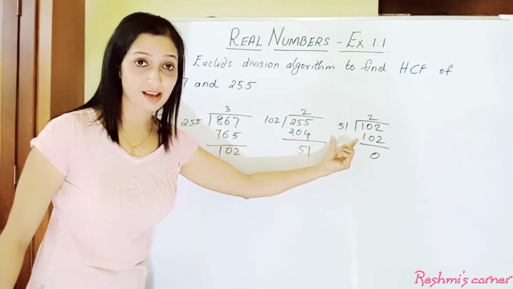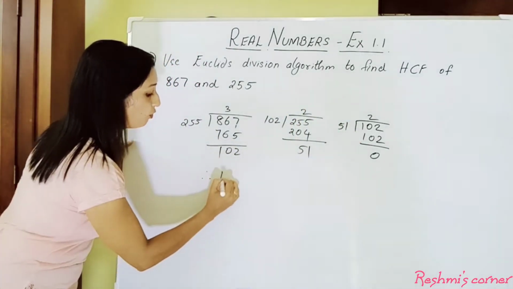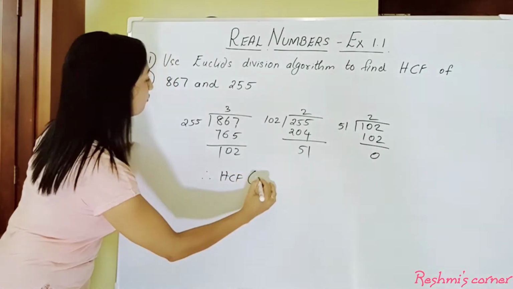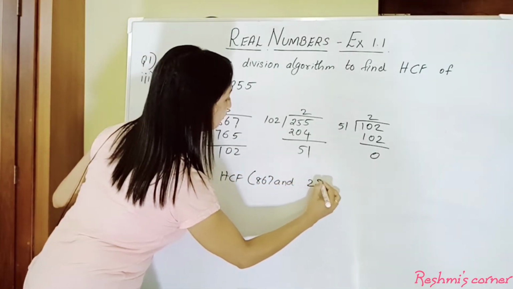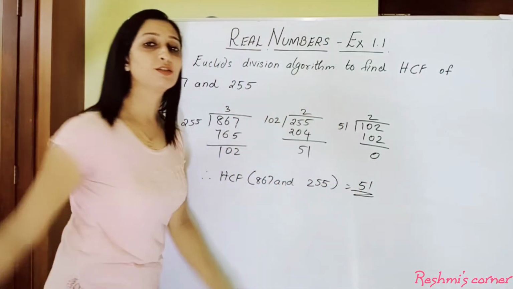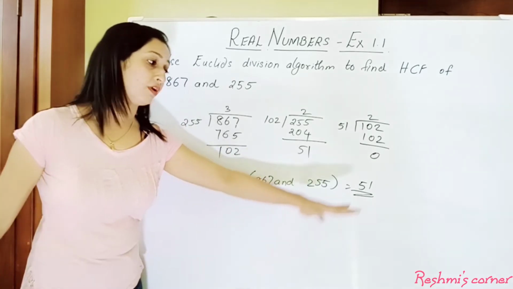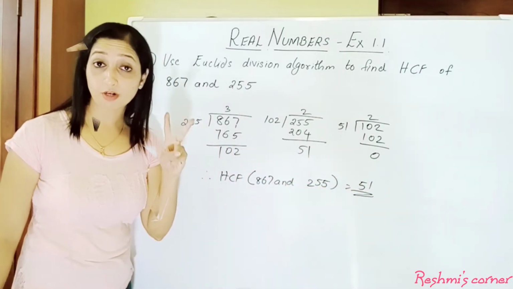So what is our HCF? That divisor is our HCF. Therefore, HCF of 867 and 255 is 51. So that was the answer of our subdivision 3. Now let's move on to question number 2.